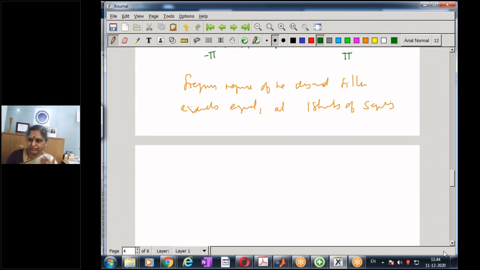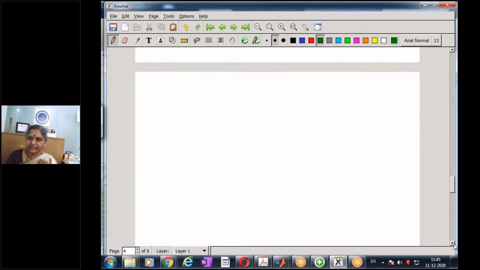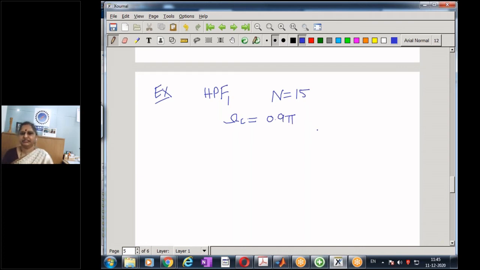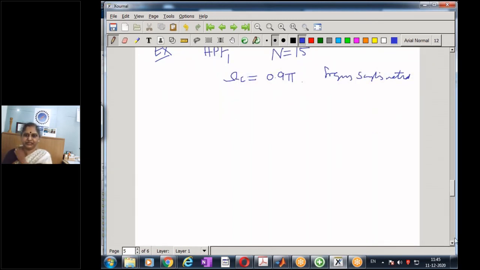Let's take one more example. Having seen examples of a low pass filter, now let's take another example. Say the aim is to design a high pass filter of size 15. Let us say n equal to 15, and my high pass filter cutoff is 0.95. These are the specifications, and once again we are asked to design using the frequency sampling method. We have seen how to design it using the window method. Now we are designing it using the frequency sampling method.